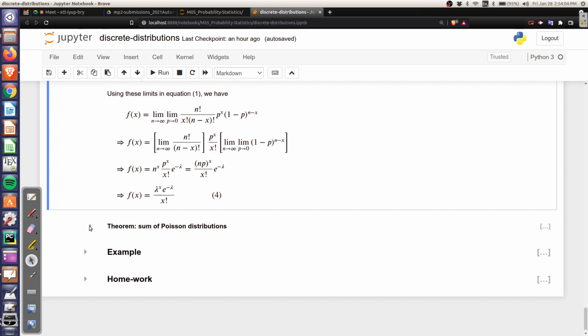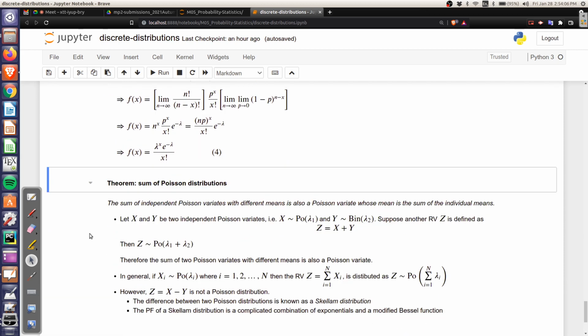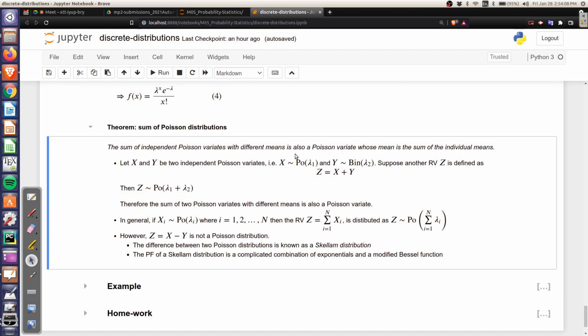Then there is a theorem, which is the theorem of the sum of Poisson distributions. Just like the sum of two binomial variates is also a binomial variate, in a similar way, the sum of two independent Poisson variates is also a Poisson variate. And the mean of this new Poisson variate is the sum of the individual means. So if I have x and y, these are two independent Poisson variates. X is a Poisson variate with mean lambda 1, and y is a Poisson variate with mean lambda 2.